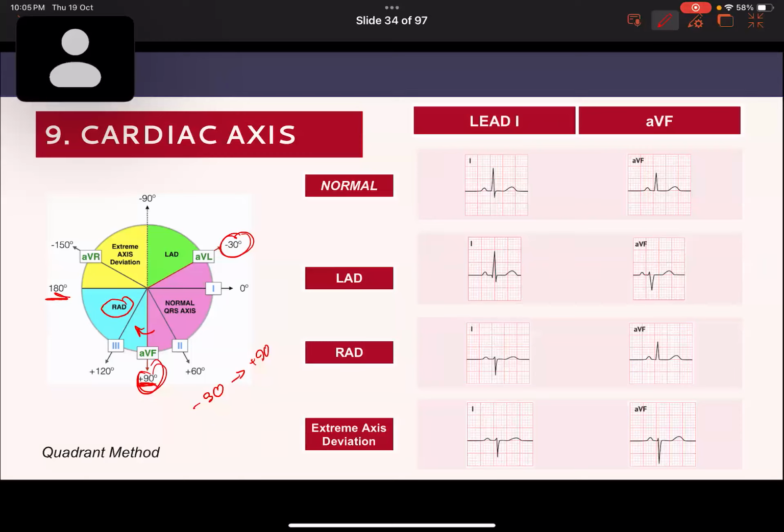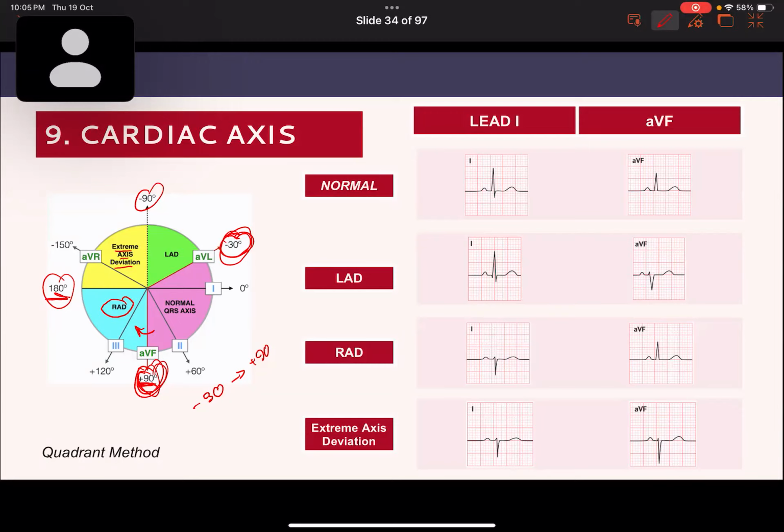So let's go back. Same thing again. Normal QRS axis is between -30 and +90. And then a right axis deviation is between +90 and 180. And the left axis deviation is between -30 and -90. And anything other than those, it's not normal and it's not left or right axis deviation, that will be your extreme axis deviation.